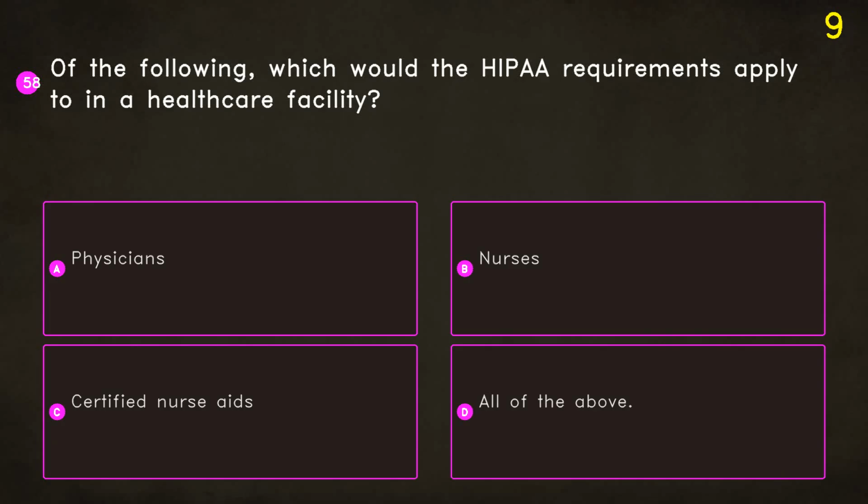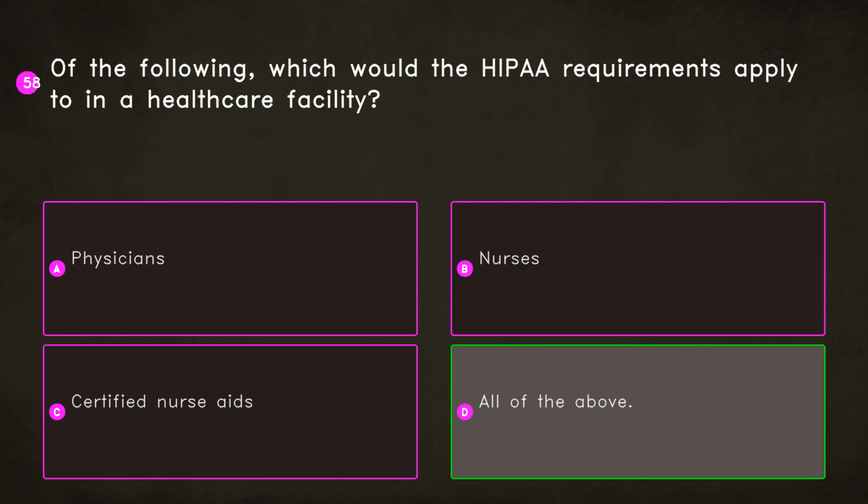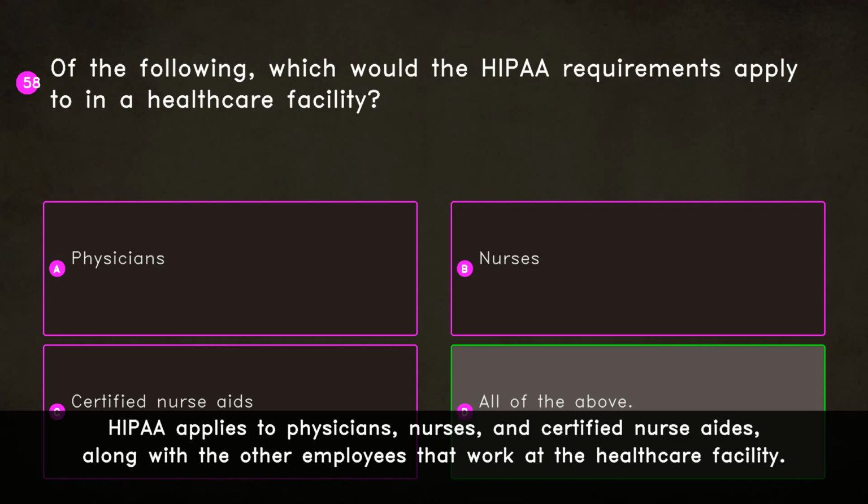Question 58. Of the following, which would the HIPAA requirements apply to in a healthcare facility? A. A physician's. B. A nurse's. C. A certified nurse aides. D. All of the above. The correct answer is all of the above. HIPAA applies to physicians, nurses, and certified nurse aides, along with the other employees that work at the healthcare facility.